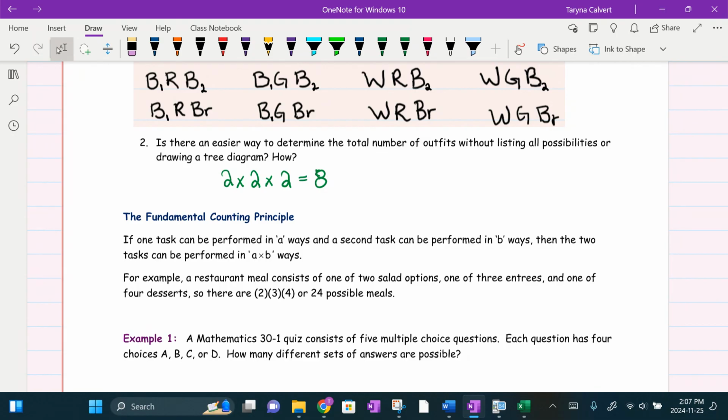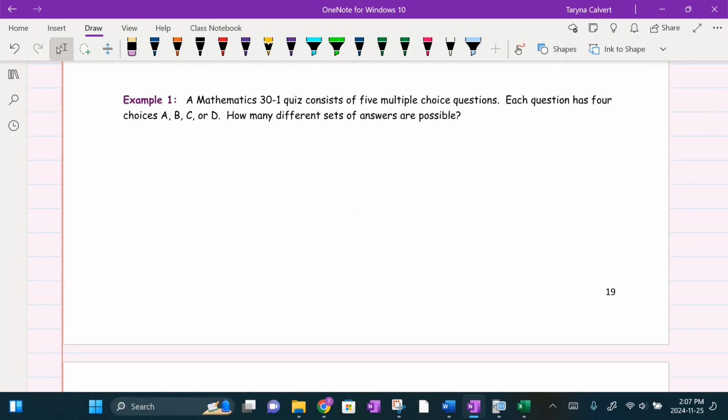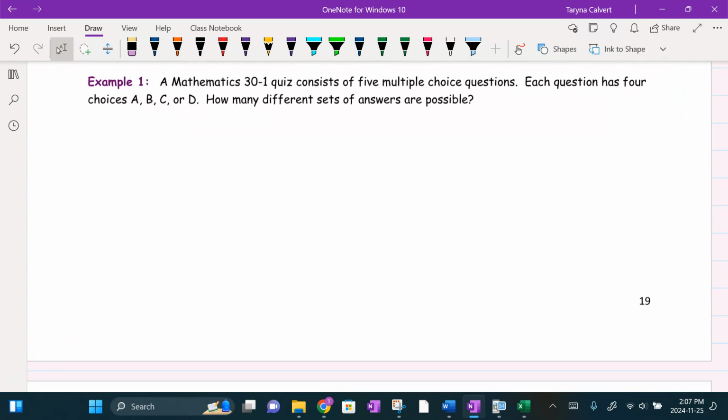I know it sounds confusing, but I promise you it's a really neat chapter. All right, so let's look at some examples. Example 1 says a 30-1 quiz consists of 5 multiple choice questions. Each question has 4 choices, A, B, C, or D. How many different sets of answers are possible? So how many multiple choice questions are there? 5. So we have 1, 2, 3, 4, 5.